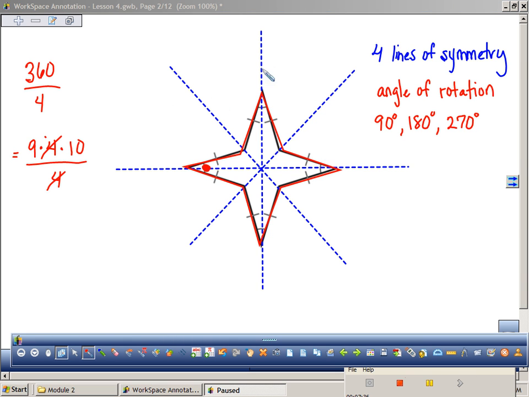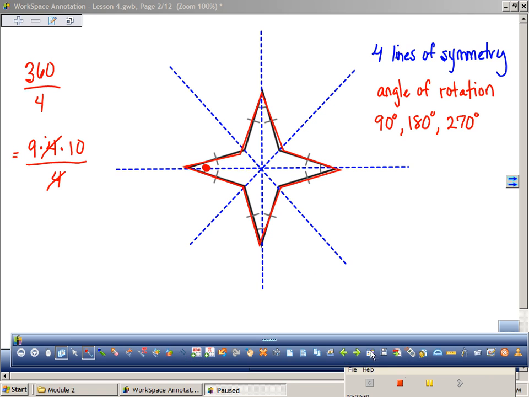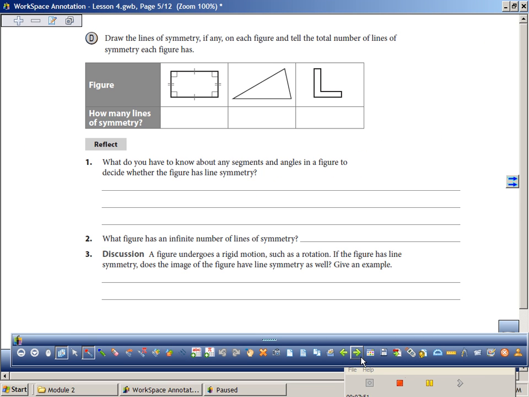Okay, so now we have a general understanding of line rotation and line symmetry and rotational symmetry, correct? So now let's start our lesson. We already did this. Let's talk about this. This is on page.